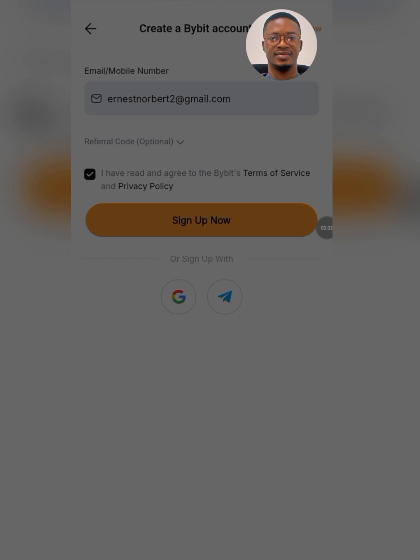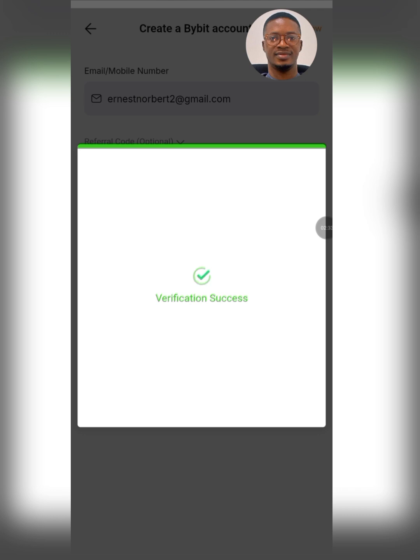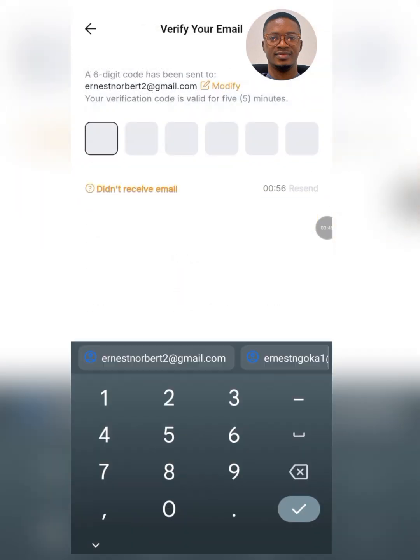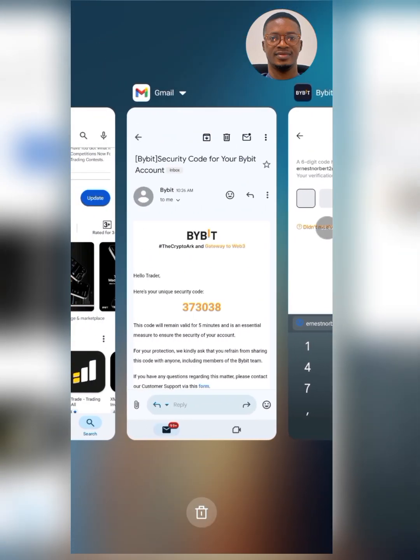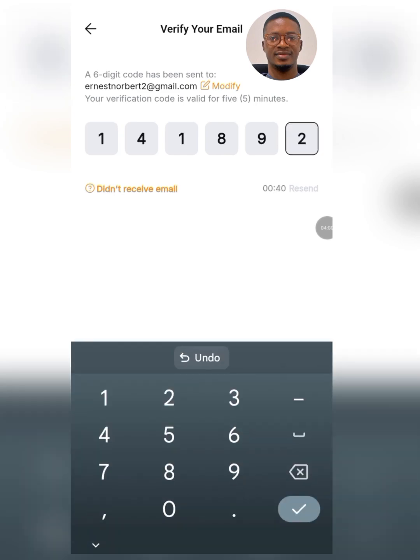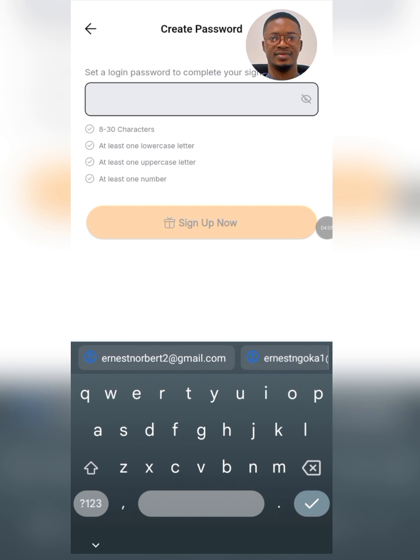What is going to happen now is that I have to solve this puzzle correctly before I can put in my password. Okay, very good. They send me a code to my email, right? So I'm going right there into my email to pick the code. Okay, the code has arrived. Now I am slotting in my code. Now I'll be asked to put in my password. All right, so this is it. That's how it goes. So I'll set my password.